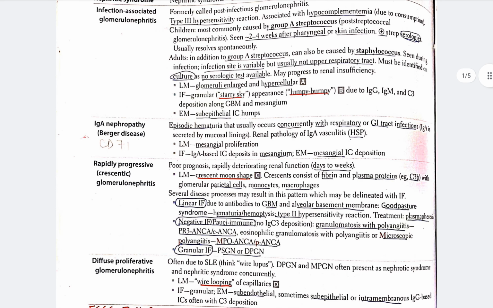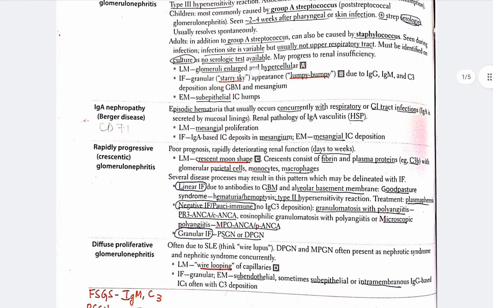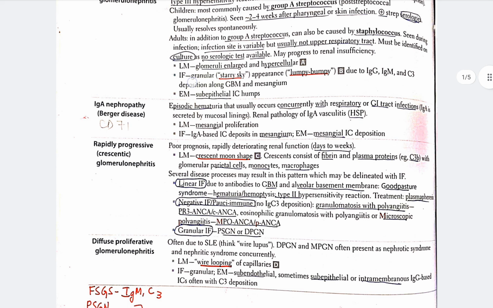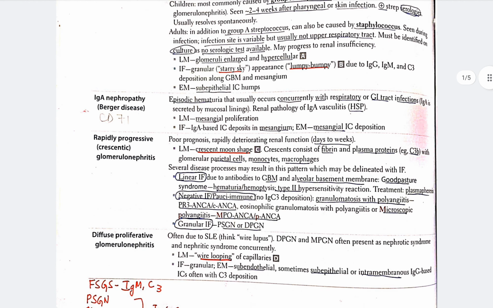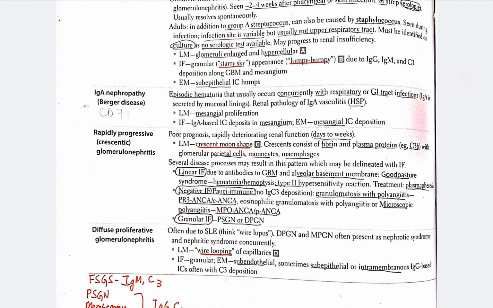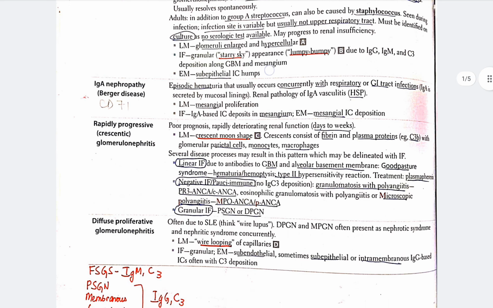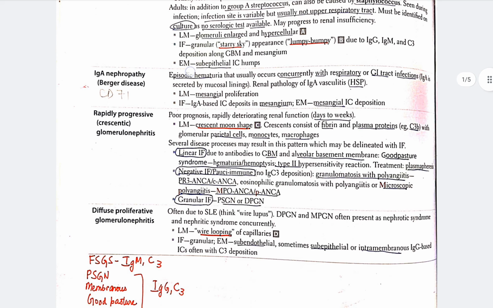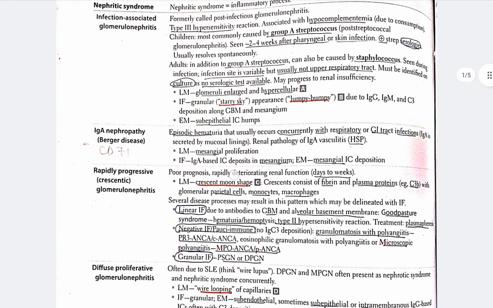Then in every case, we will be remembering the light microscopy, the immunofluorescence, and the electron microscopy findings. In light microscopy, glomeruli will be enlarged and hypercellular, and on immunofluorescence, there will be a granular, starry sky, lumpy-bumpy appearance due to IgG, IgM, and C3 deposition along the GBM and mesangium. And on electron microscopy, there will be subepithelial deposits.